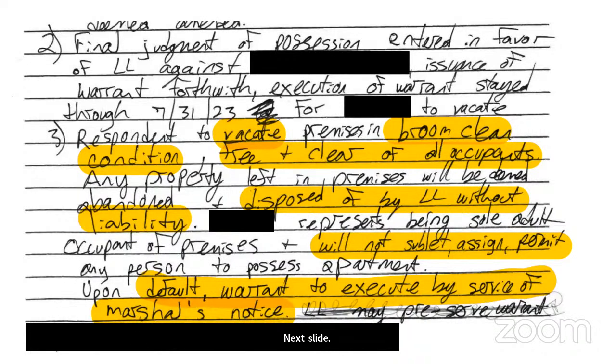Final judgment of possession enter in favor of landlord against Jane Doe. Issue of the warrant forthwith. Execution of warrant stay through July for Jane Doe to vacate. Respondent to vacate. Vacate means to leave the apartment in broom clean condition. Broom clean condition means nothing, no garbage should be left in the apartment. No soda can, no littering or anything. Free and clear of all occupants.